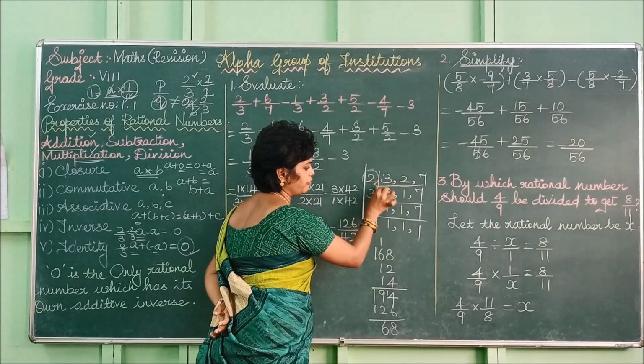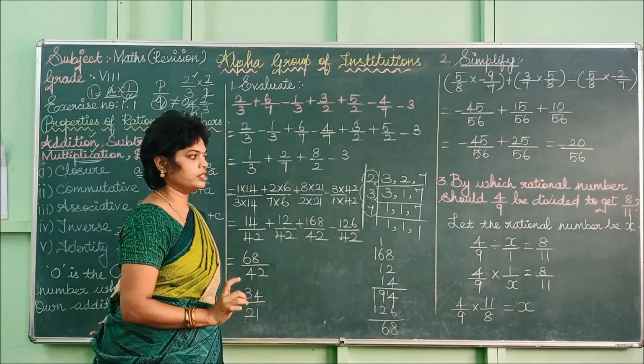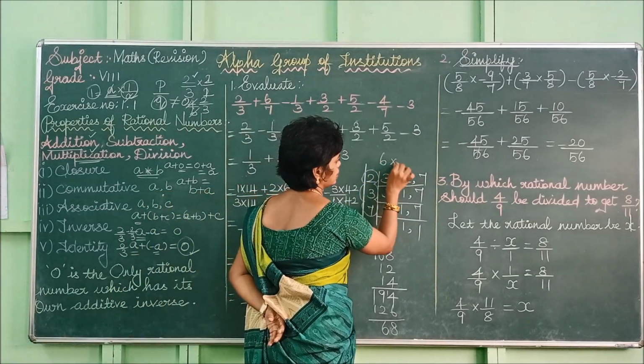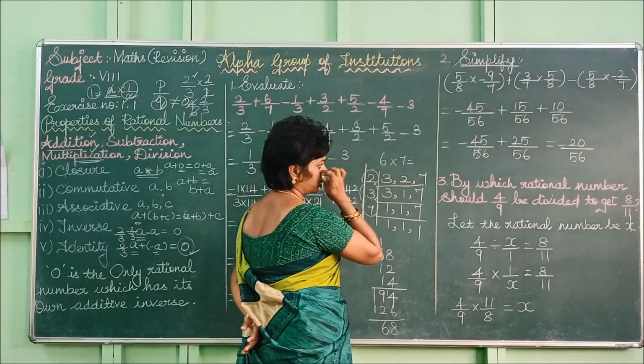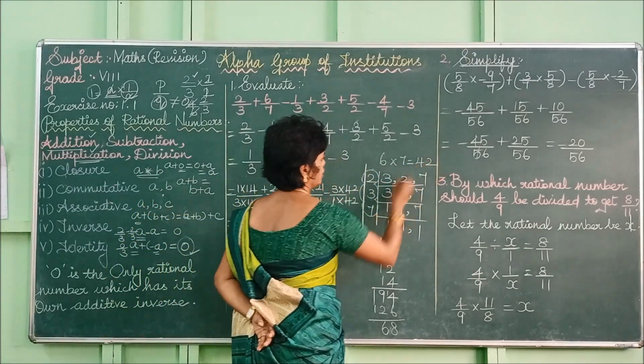Now you can multiply the factors. What are the factors here? 2 into 3 into 7. So 2 into 3 into 7. 2 3s are 6. 6 into 7 is what? 42. So 6 7s are 42. The LCM value will be 42.